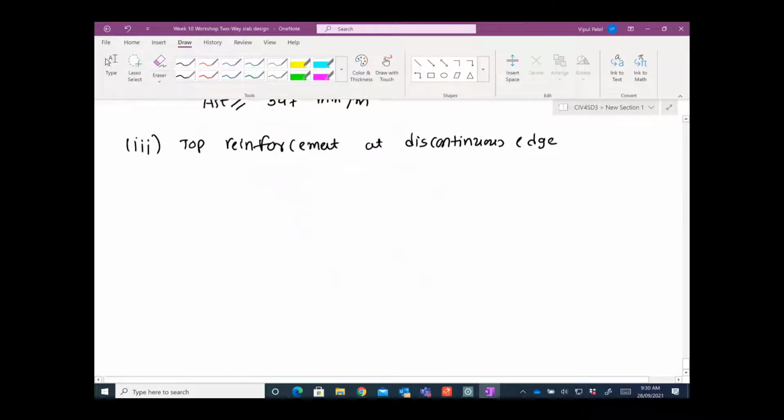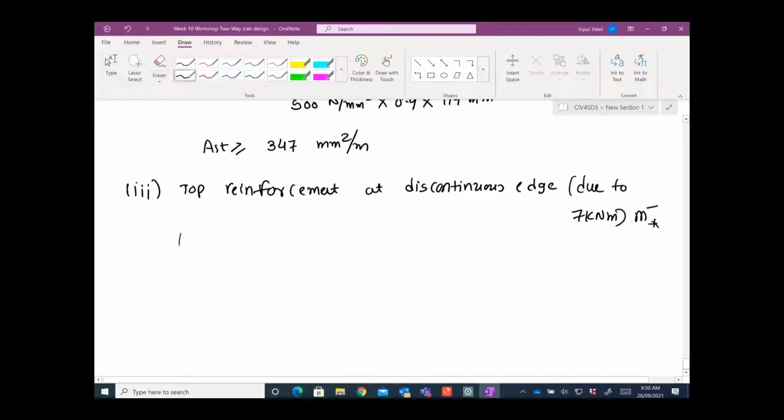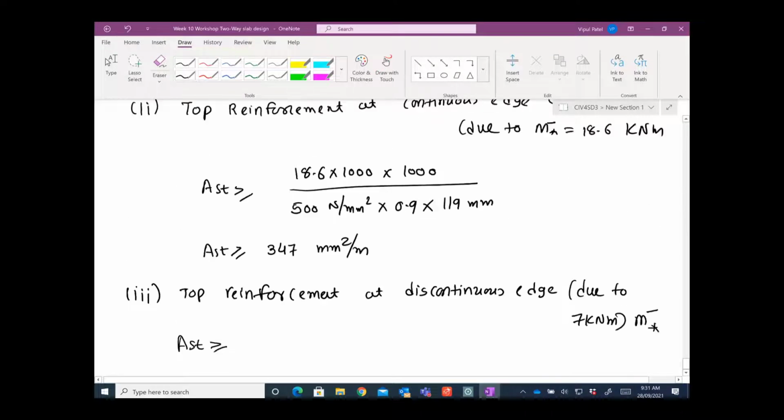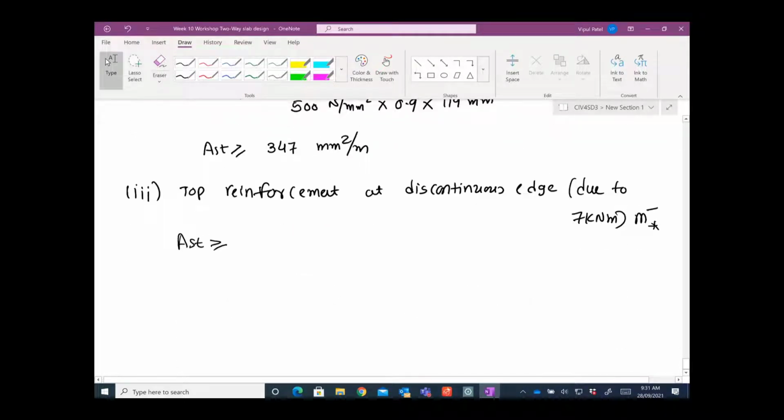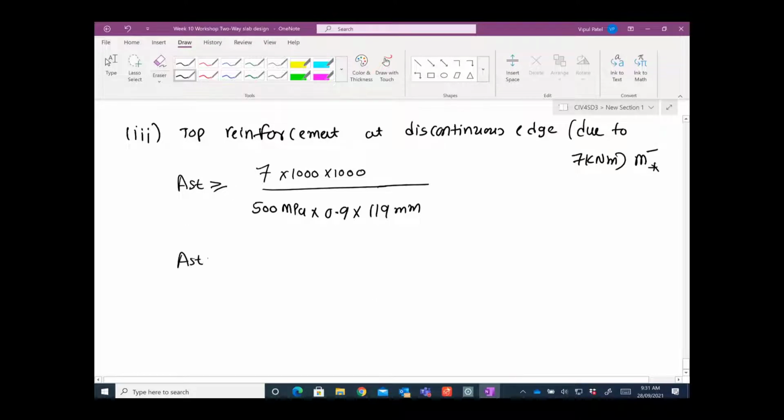So for that, that is due to 7 kilonewton meter, M negative. Let's start. Everything is the same. AST greater than or equal to, 18.6 replaced by the 7. 7 times 1000 times 1000 over 500 megapascals times 0.9 times 119 millimeter. So AST greater than, let's use my calculator.